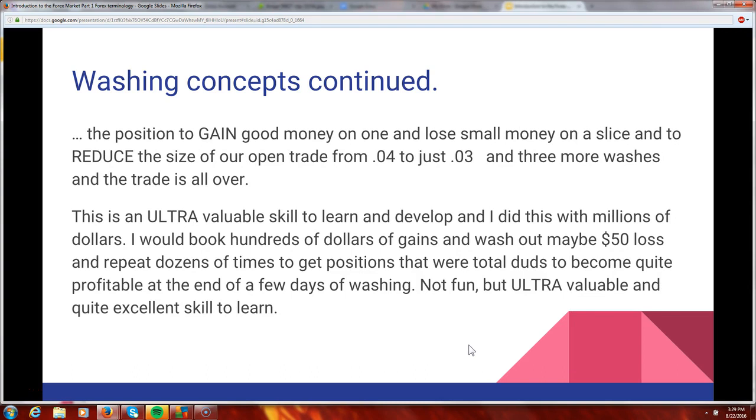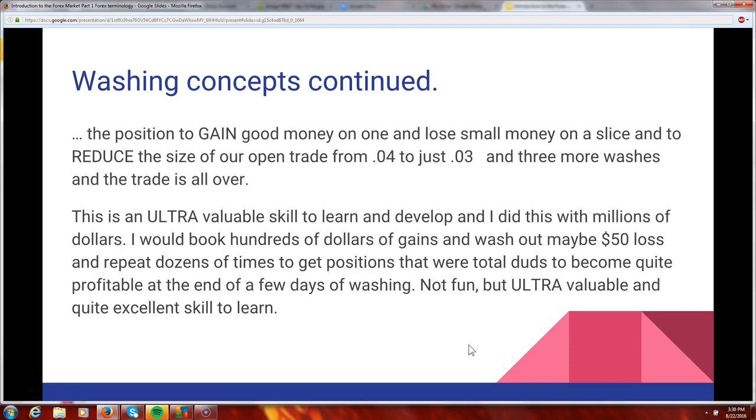If you've got half lots on or quarter lots on and you're seeing good money, I mean, I'm talking 50 bucks here, 75 bucks there, $90 here, there ain't nothing wrong with taking $72.87 and booking it and then reaching into another trade that you have and wiping away 10 bucks worth of loss. You want to wash your way out of something that's dirty, okay? And so anyway, I hope that makes sense. So what we do is we're looking to book the good money on one, lose small money on another, reduce the size of our open trade, lower, and then just get less washes to do. That's basically it.